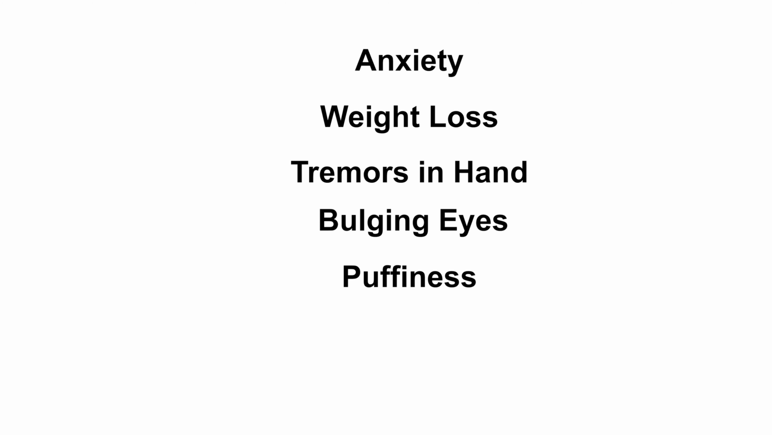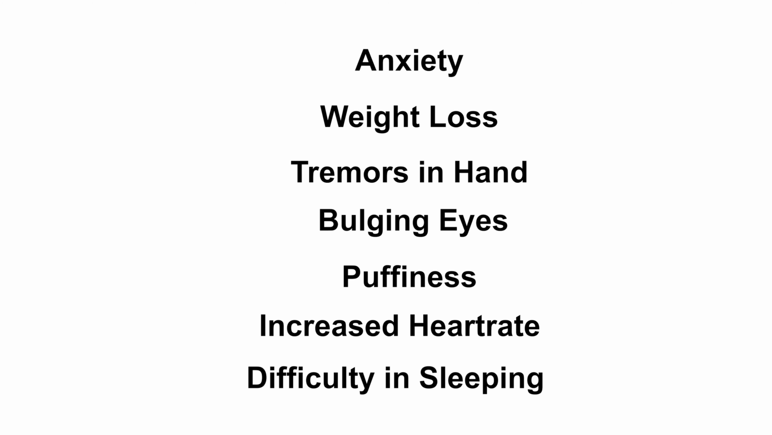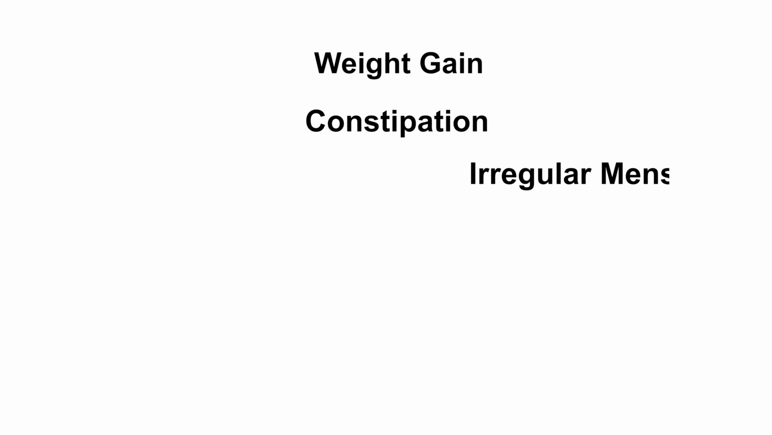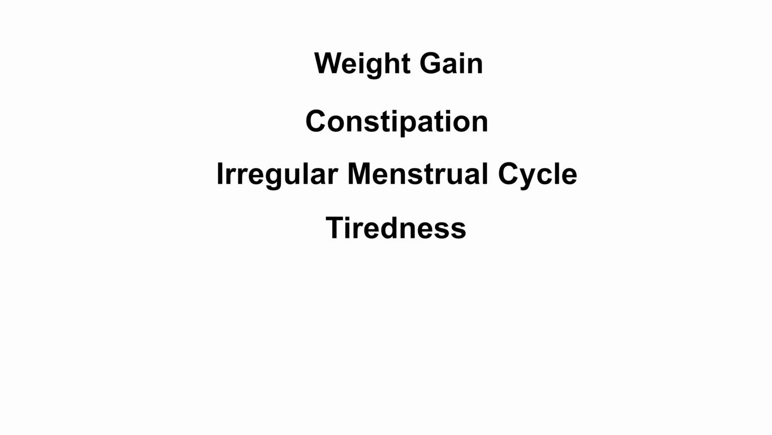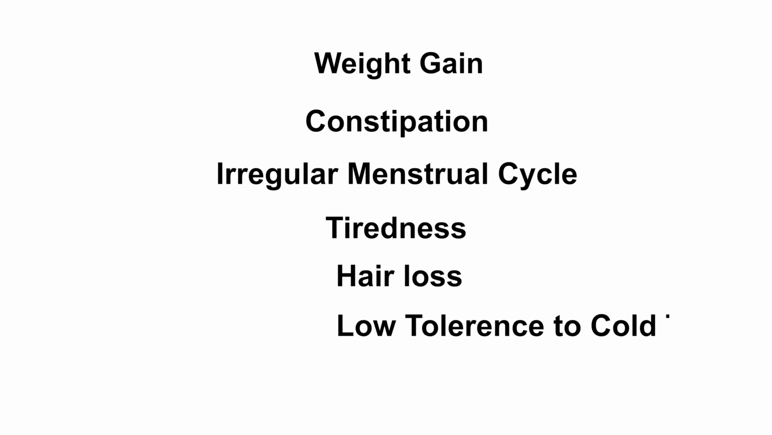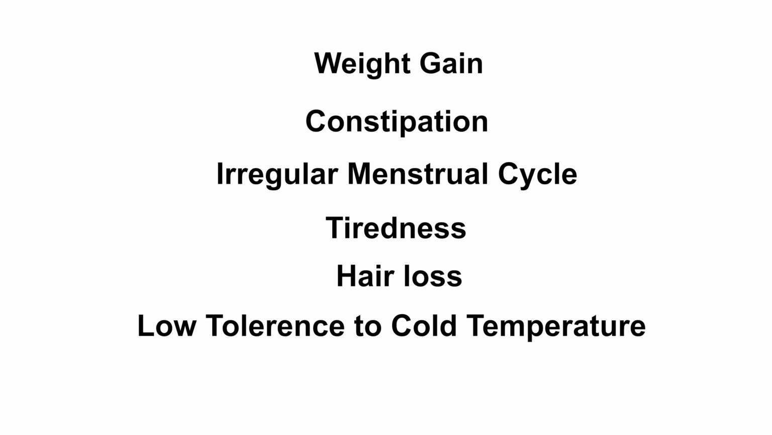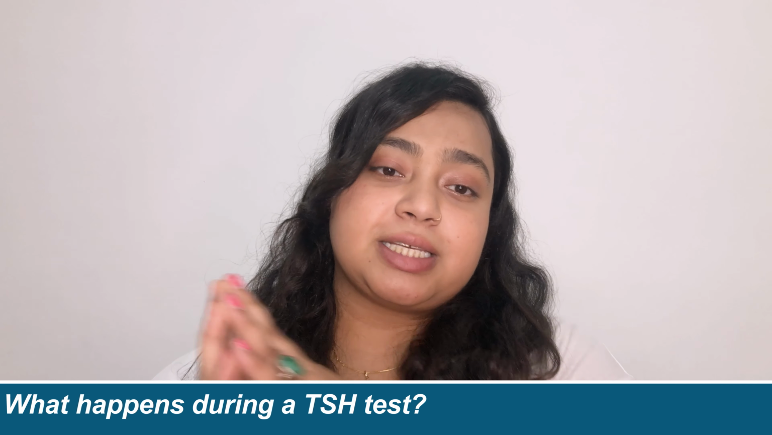Hyperthyroidism or overactive thyroid includes anxiety, weight loss, tremors in hand, bulging near the eyes, puffiness, increased heart rate, and difficulty in sleeping. Hypothyroidism or underactive thyroid includes weight gain, constipation, irregular menstrual cycle, tiredness, hair loss, and low tolerance to cold temperatures. So now let us see what happens during a TSH test.